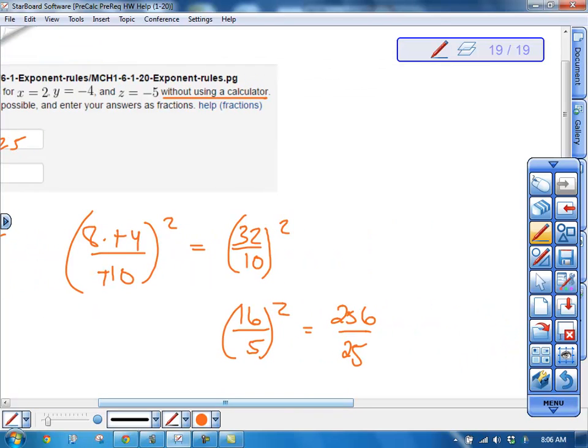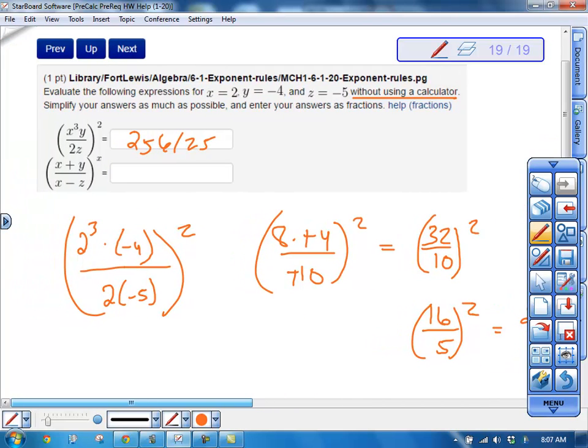And if you don't know what 16 squared is, you can just do the multiplication without a calculator, right? 6 times 6 is 36. 6 times 1 is 6, plus 3 is 9. And then 1 times 6 is 6, and 1 times 1 is 1. And then when you add those together, you get 256. So you don't necessarily need a calculator for this, hopefully. All right.